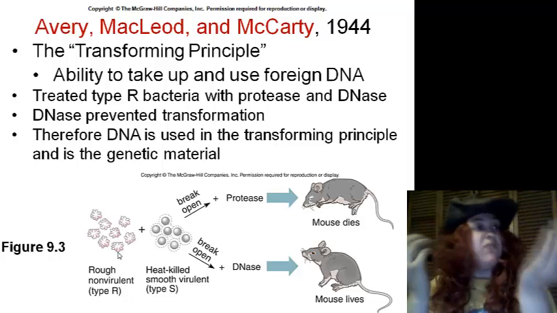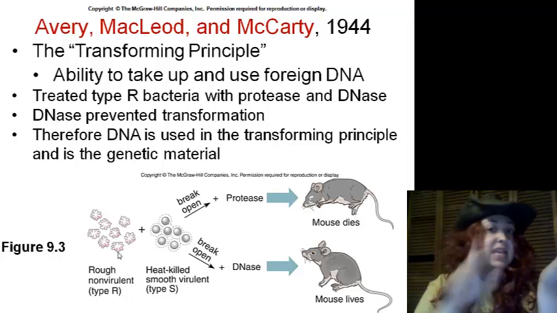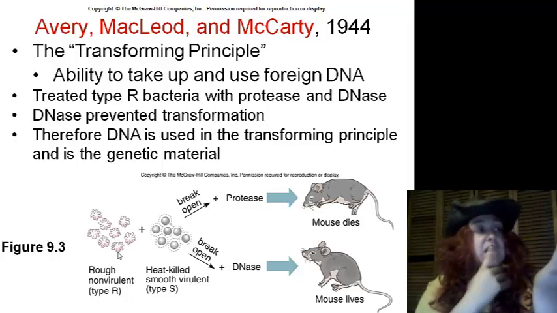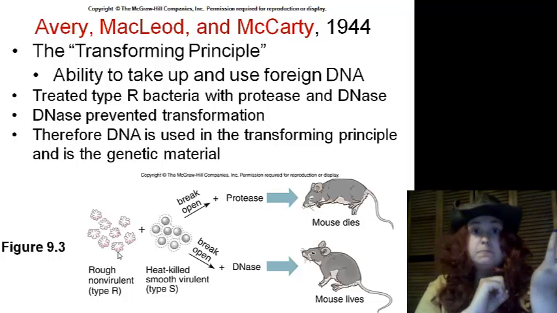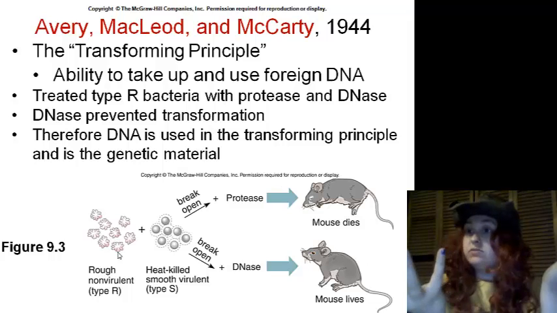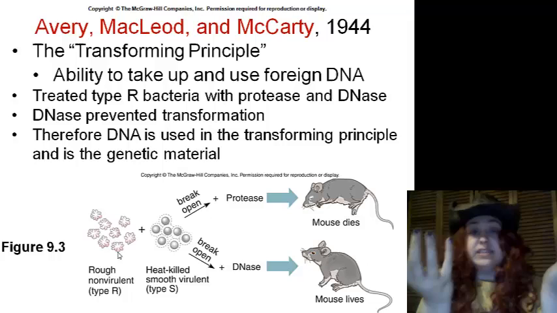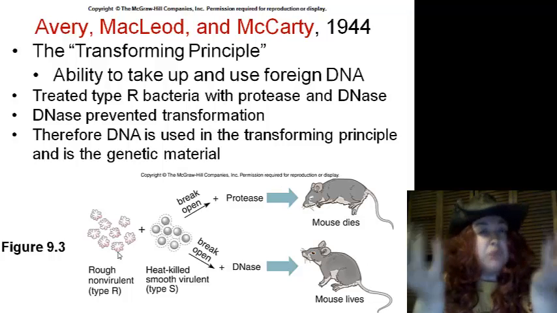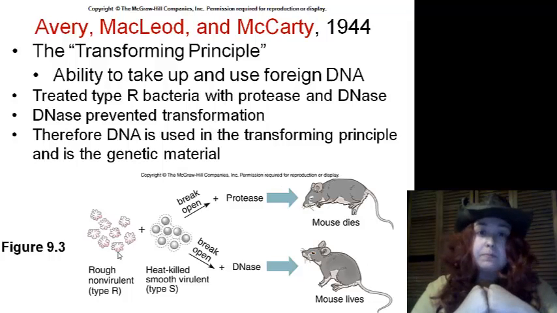So, in one vial, they added protease. Protease is an enzyme, because it ends in ase, and it degrades protein. So all the proteins that were out there were degraded. And in the other vial, they used DNase, another enzyme that would degrade DNA. Then they injected both of these into mice and saw which one died.